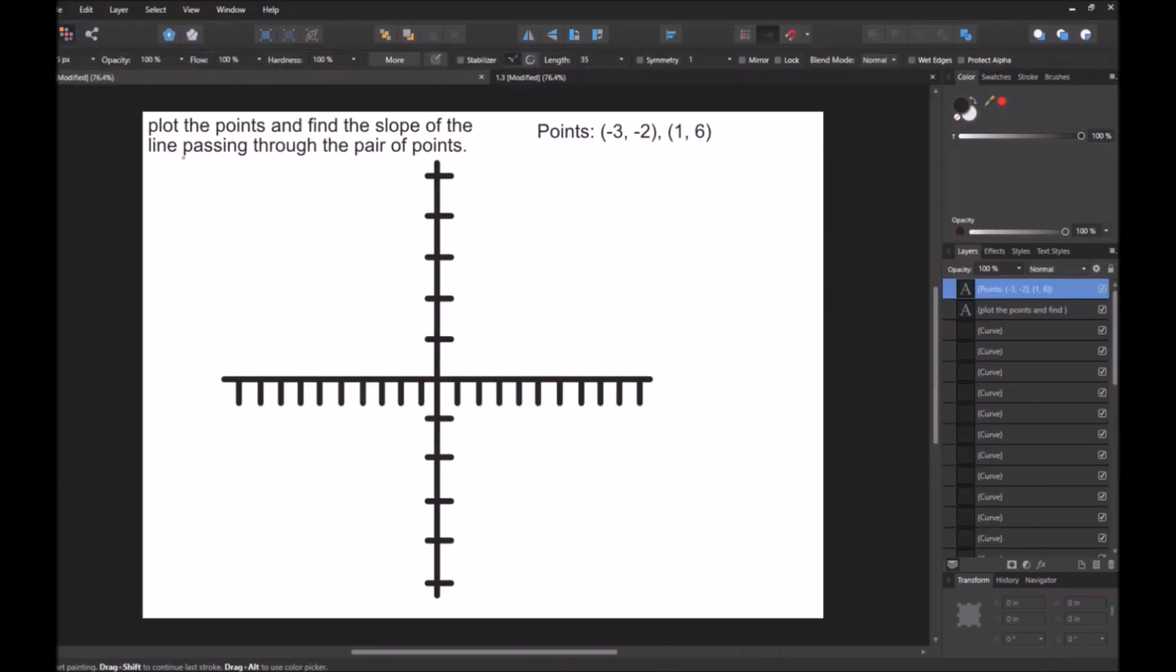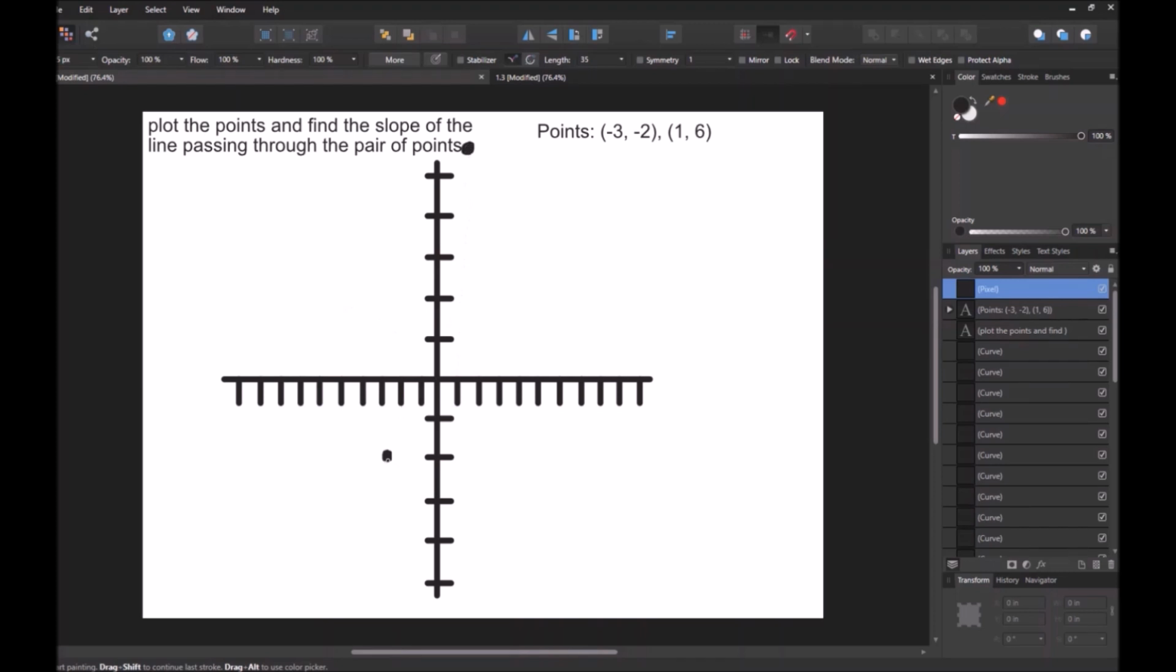Okay, so in this next question we are asked to plot the points and find the slope of the line passing through the pair of points. And the points we're given are negative 3, negative 2, and 1, 6. So the first thing we're going to do is graph these points on the graph. So we go to the left of the origin 3 units to get the negative 3, and then we go down 2 units to get the negative 2, and we get 1 point right about there. So that's our negative 3, negative 2 point, and then our next point is 1, 6. So we're going to go to the right of the origin by 1 and then up 6, so it's going to be a little bit off the graph, but it's going to be right about here.